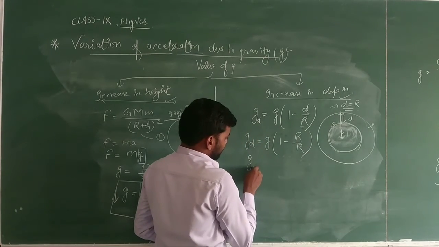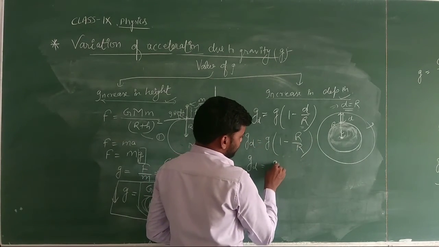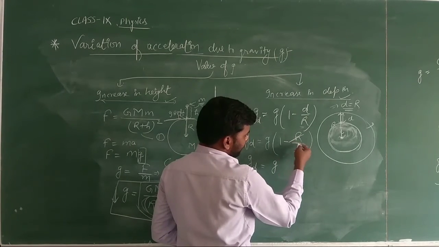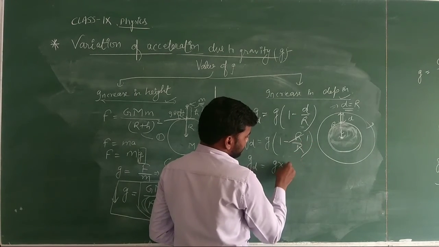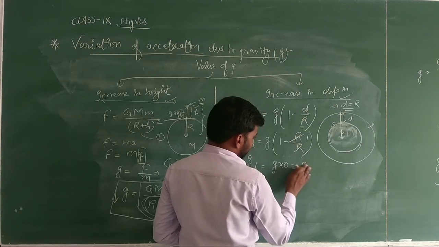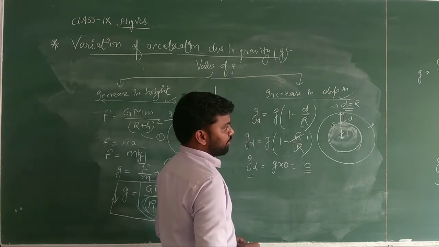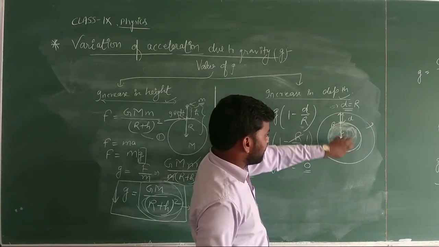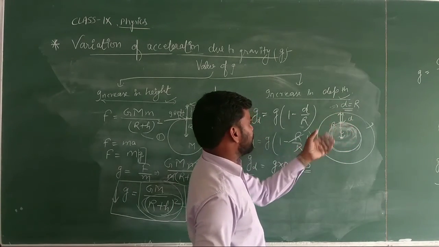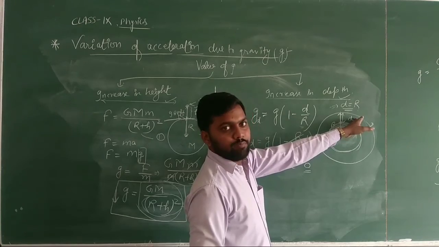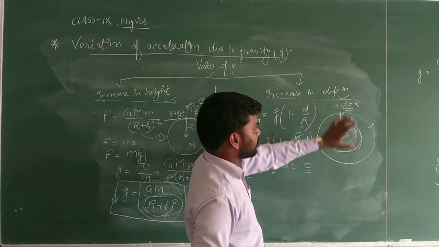So g at depth equal to g times (1 minus 1), which will be 0, and at the center of the earth the value of g will be equal to 0, because we have reached the center of the earth and our radius is equal to the depth which we have traveled inside the earth.